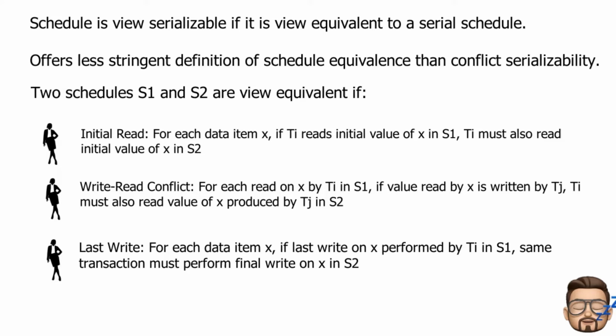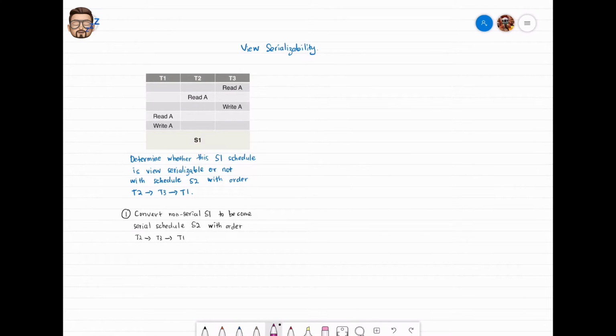Let's take a look at the example. This is how we can determine whether the schedule is view serializable or not. Determine whether this S1 schedule is view serializable or not with schedule S2 with order of T2, T3 and T1. This is a non-serial schedule because T3 hasn't finished, yet T2 can start.